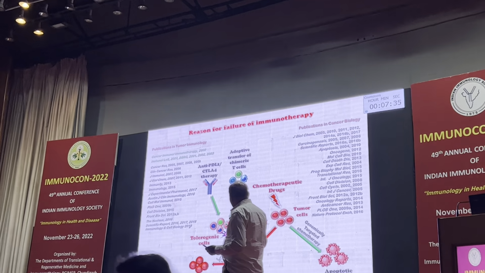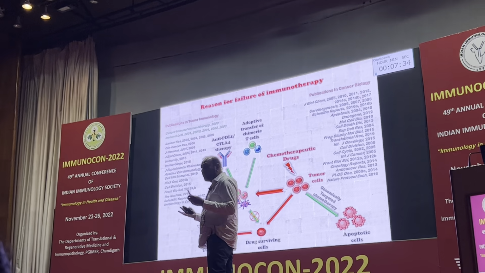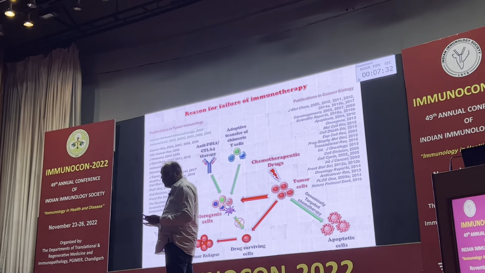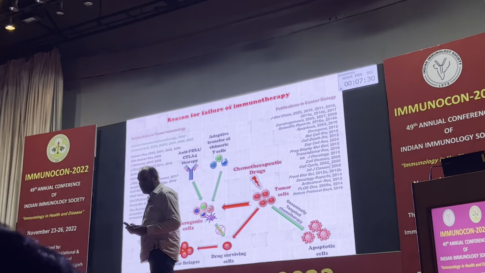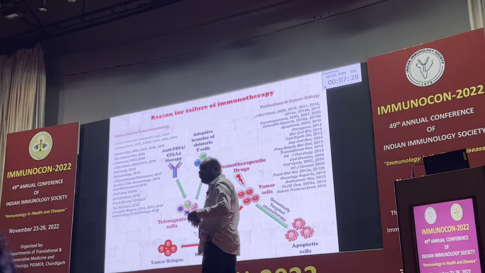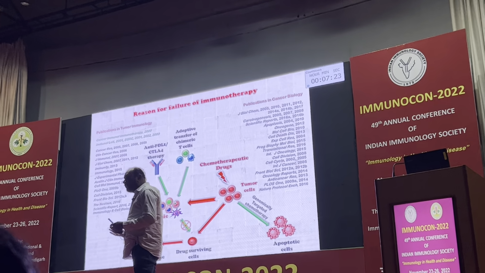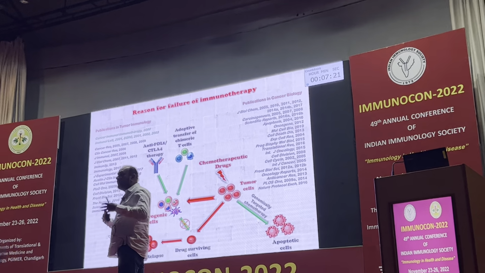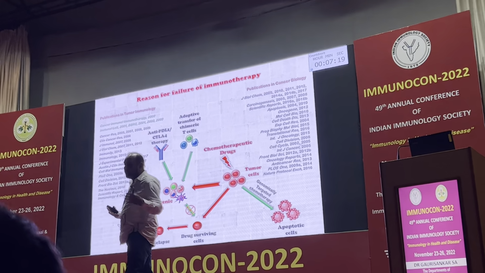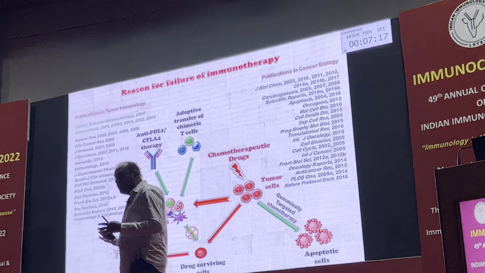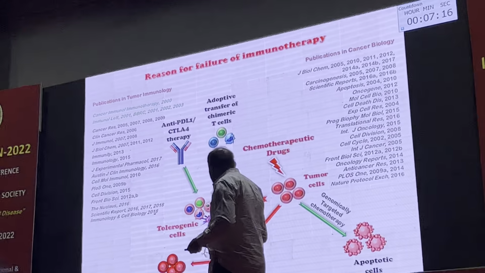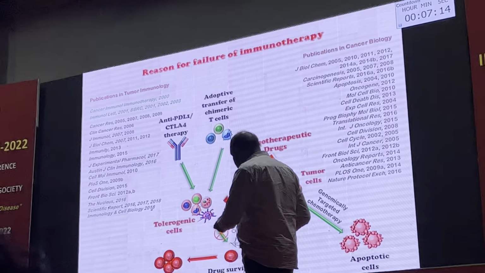That's why, if you protect our immune system, what type of immune system are we protecting? We are protecting the type 2 immune system, which helps the tumor to grow more. That's why, when patients are given immunotherapy, if the immunotherapy fails, the patient dies faster than the normal course. So the tumor becomes more aggressive if the immunotherapy fails.